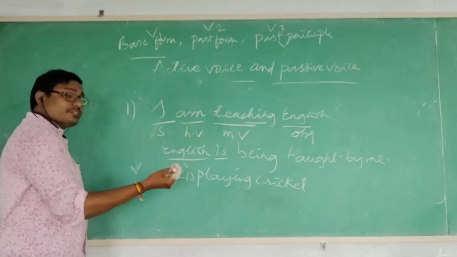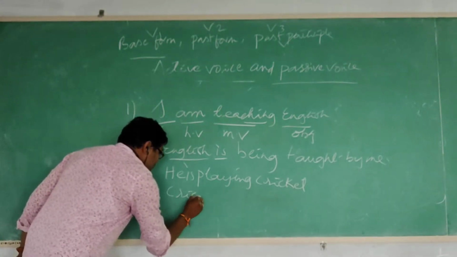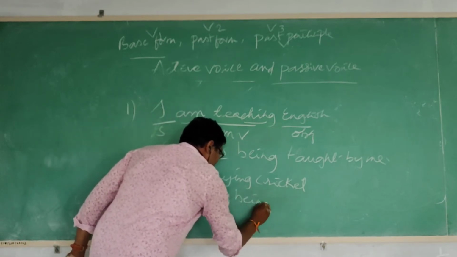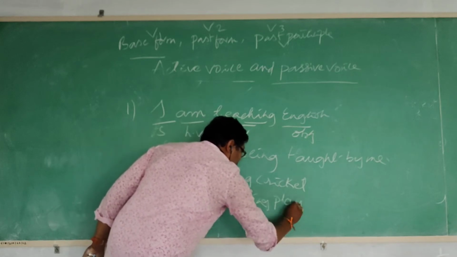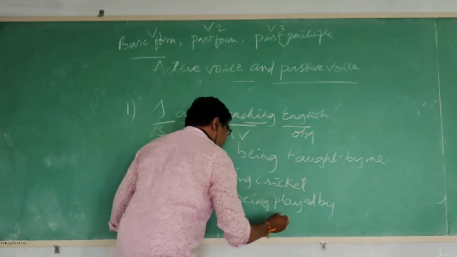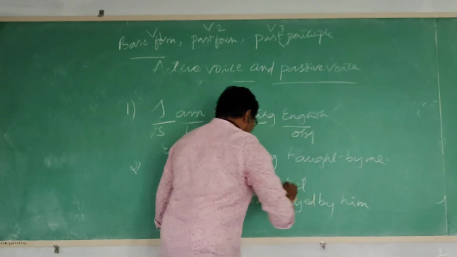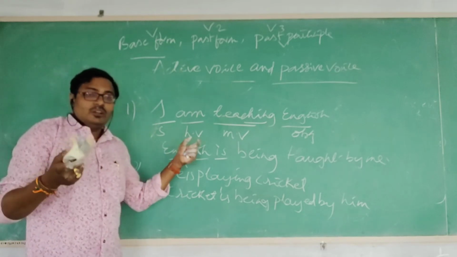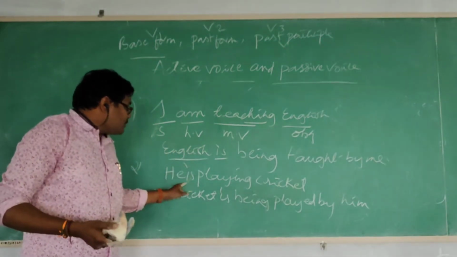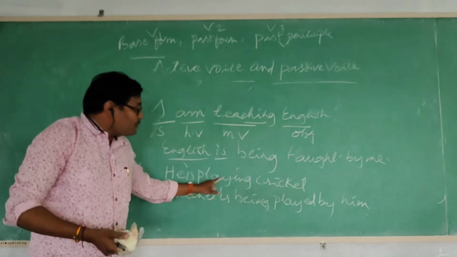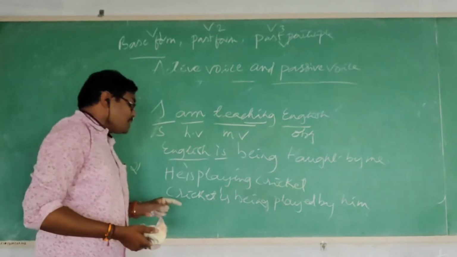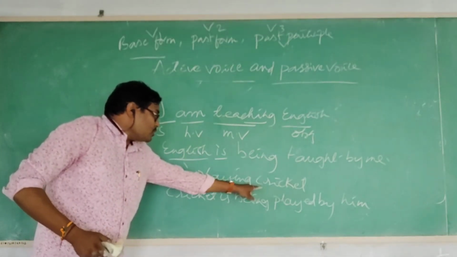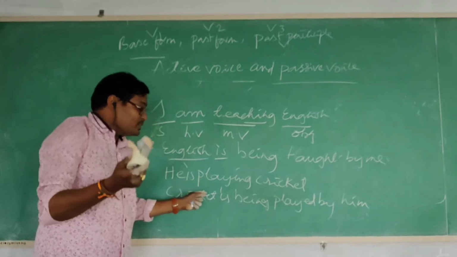Here let us see how we can convert. Cricket is being played by him. As per the 6 rules, what is the first rule? The first rule is that we have to see subject, helping verb, main verb, and object. According to the second step, the object of the active voice became the subject of the passive voice.